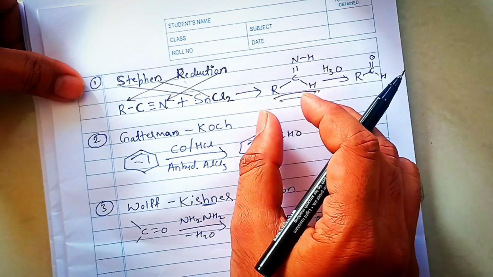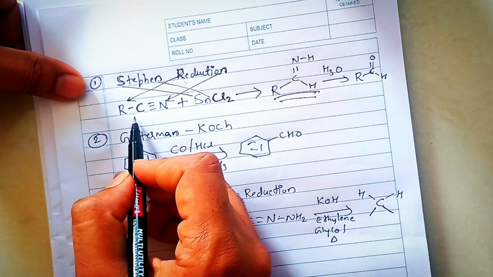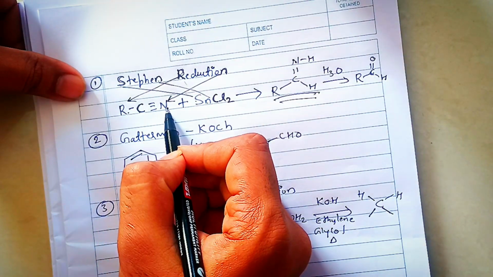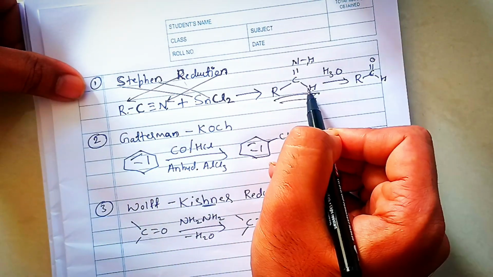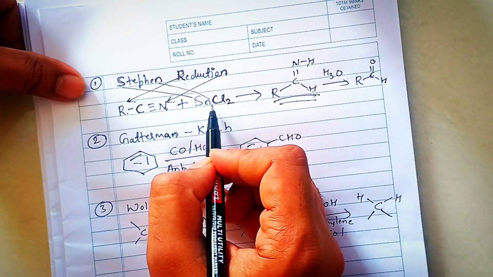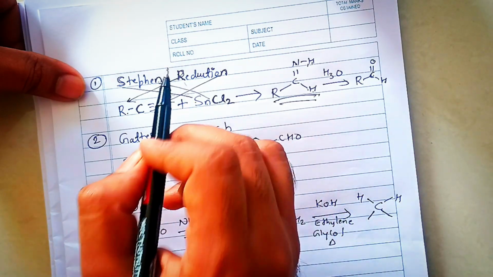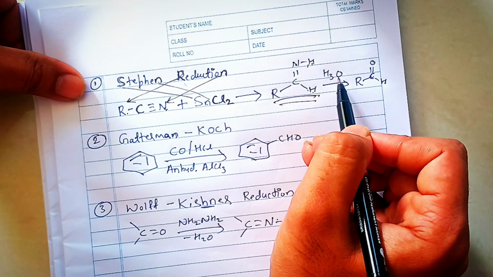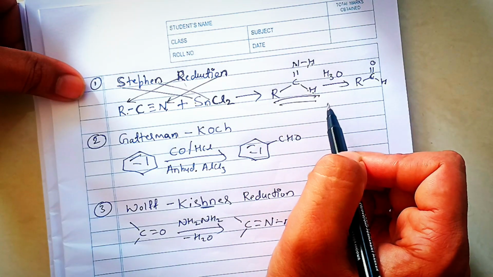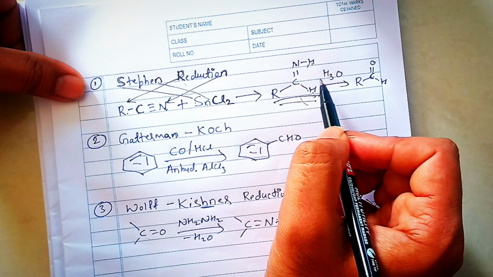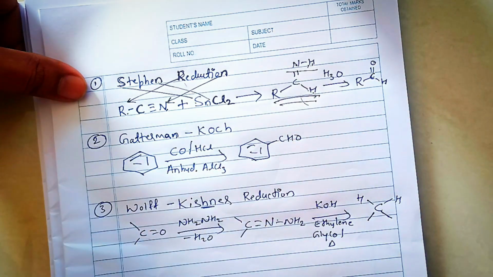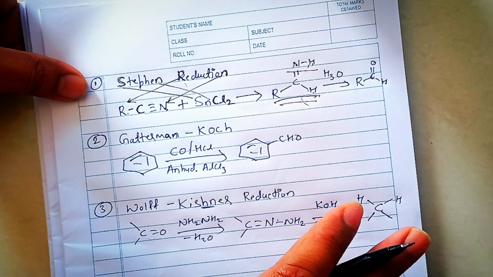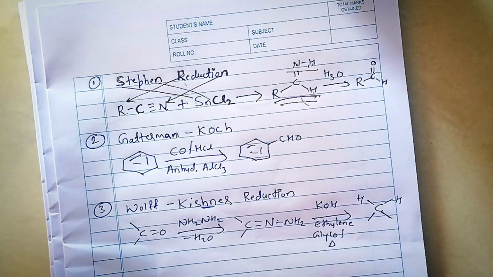Okay, here also there is not much. Here RCN will be there, only 2 hydrogen will be added. Here Cl2 will be there, same, only 2 hydrogen will be added, and again there will be H3O, which is protonation, and there will be removal of NH3, and addition of oxygen will take place. That's all. This is the simple Stephen reduction.